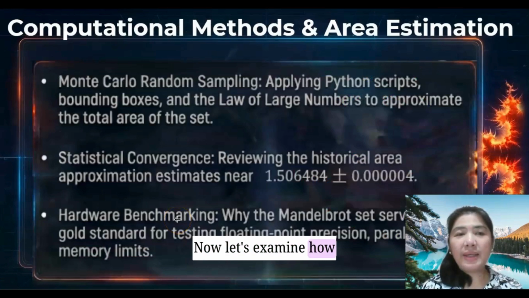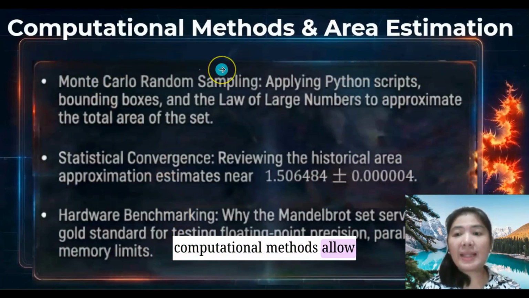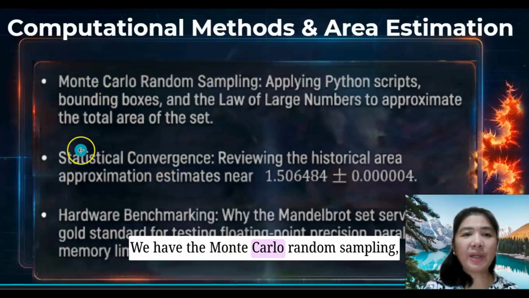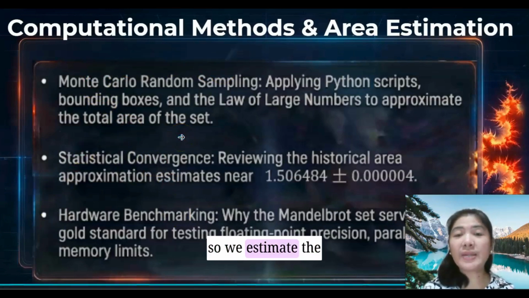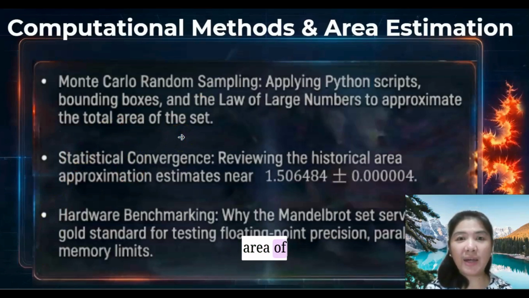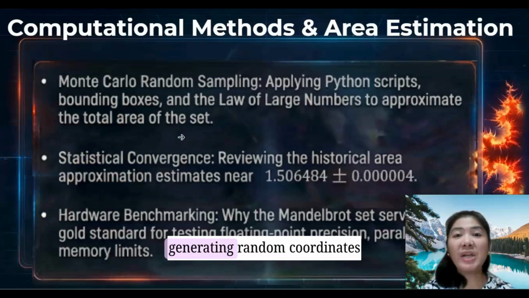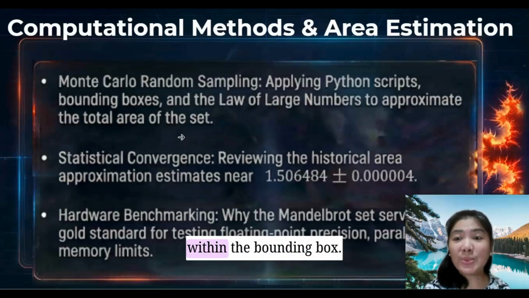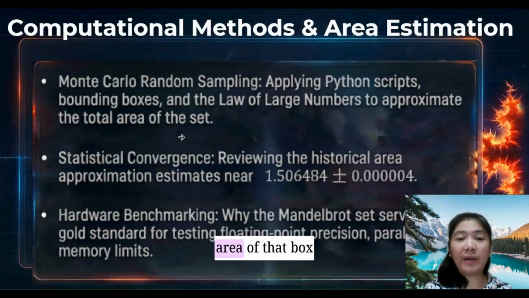Now let's examine how computational methods allow us to estimate the area of the Mandelbrot set. We have the Monte Carlo random sampling, so we estimate the area of irregular shapes by generating random coordinates within the bounding box. And then we multiply the area of that box by the ratio of the successful points, denoted by M, those inside the Mandelbrot set, to the total sample size denoted by n.